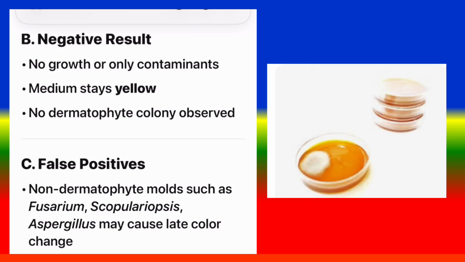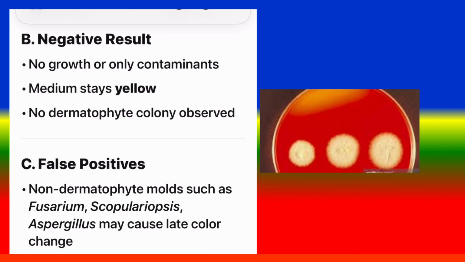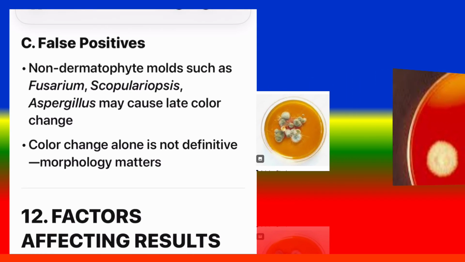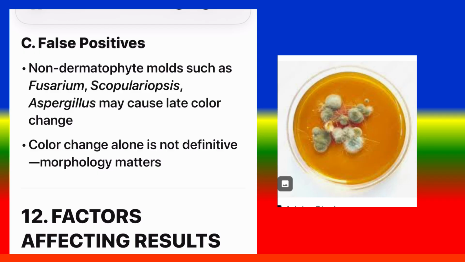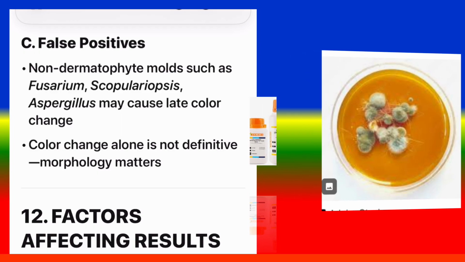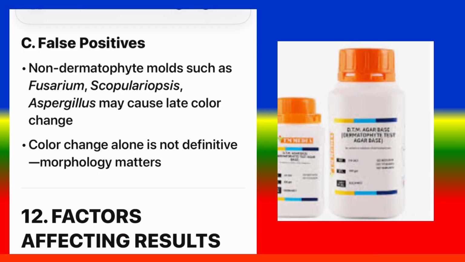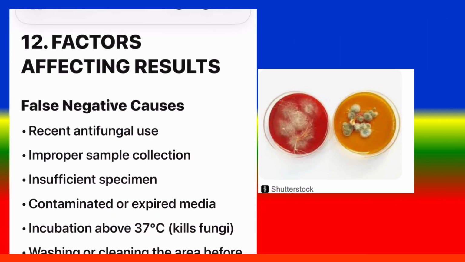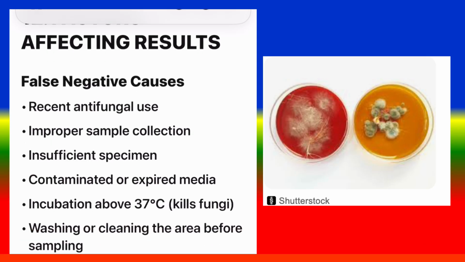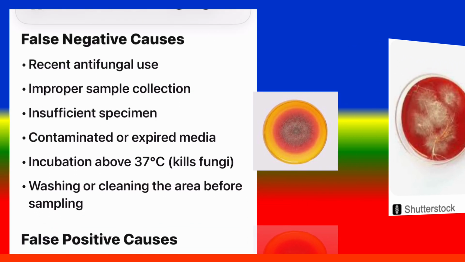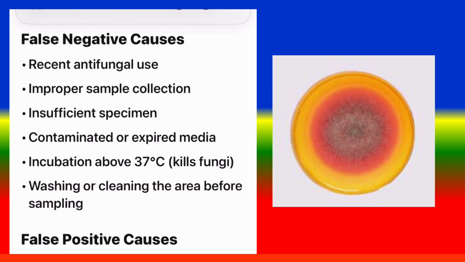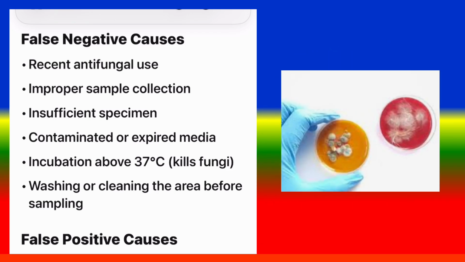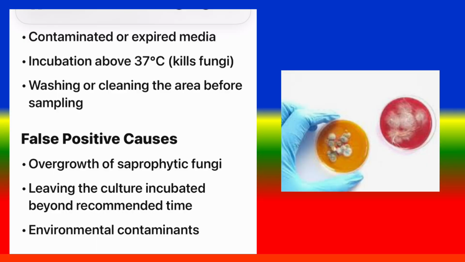The medium stays yellow and no dermatophyte colony is observed. C. False positives: non-dermatophyte molds such as Fusarium, Scopulariopsis, and Aspergillus may cause late color change. Color change alone is not definitive. Morphology matters. Number 12. Factors affecting results. False negative causes: recent antifungal use, improper sample collection, insufficient specimen, contaminated or expired media, incubation above 37 degrees Celsius, which kills fungi, and washing or cleaning the area before sampling.